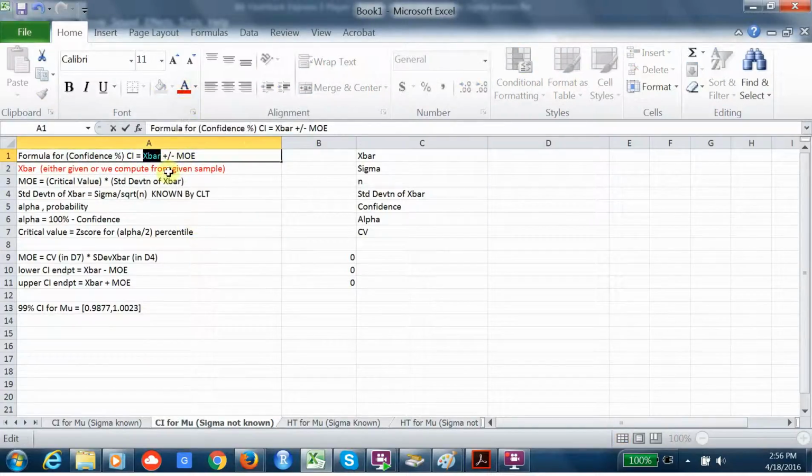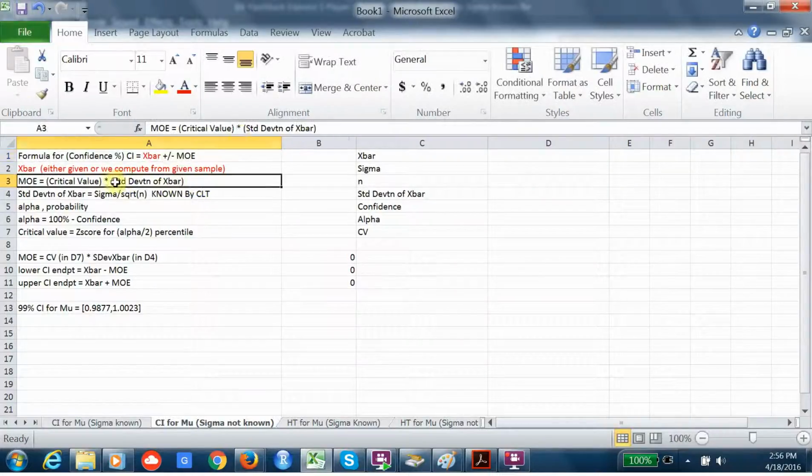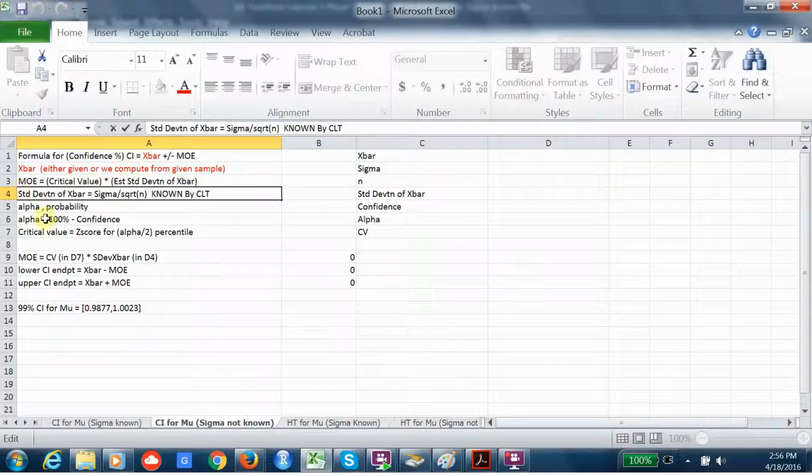The margin of error has the same basic form. Notice that it's going to be the critical value times the standard deviation of x bar. But actually, the standard deviation of x bar has to be estimated. So we're going to put here something a little bit different. We're going to put estimated standard deviation of x bar. Okay. And how are we going to get this? Well, the estimated standard deviation of x bar, we don't know what sigma is, right? So it has to be the sample standard deviation.